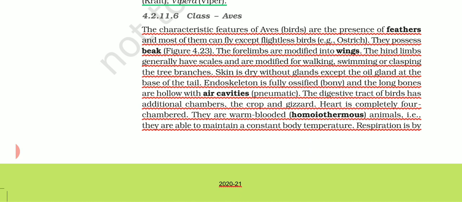Now if we talk about the difference of the aves from any other classes, they have a four-chambered heart, they are warm-blooded, means homeothermous animals. Earlier we have said for all the different kinds of classes, poikilotherms, means cold-blooded. But birds, they can maintain the body temperature constant depending upon the surroundings.